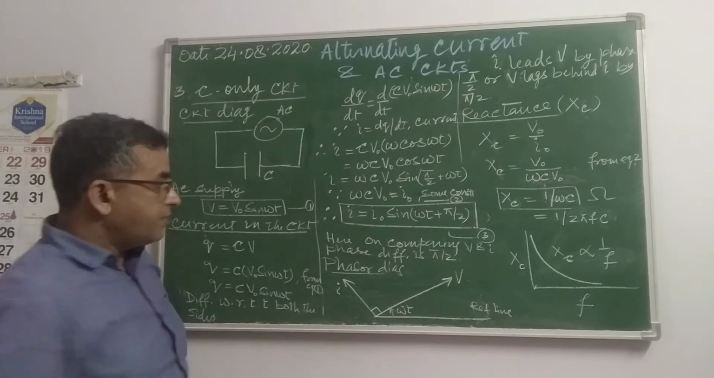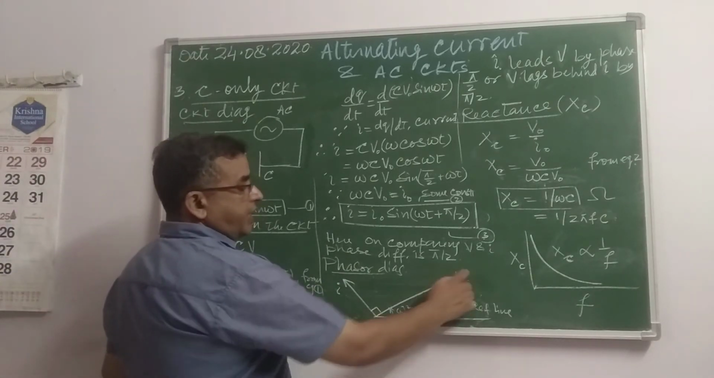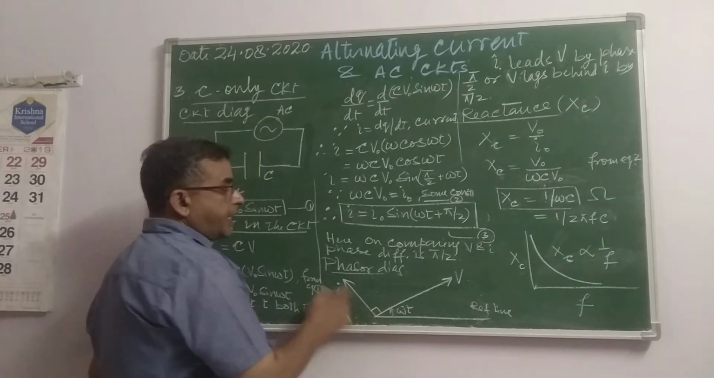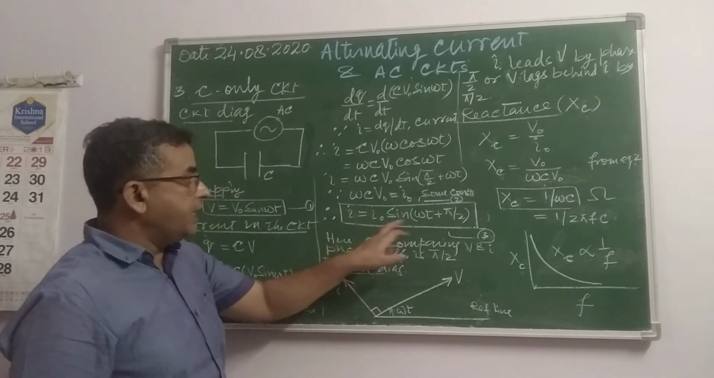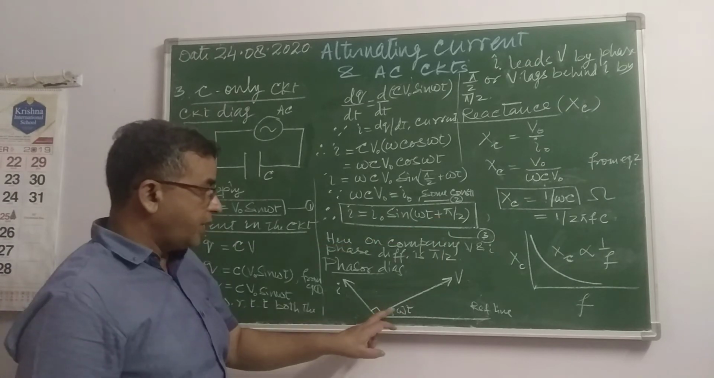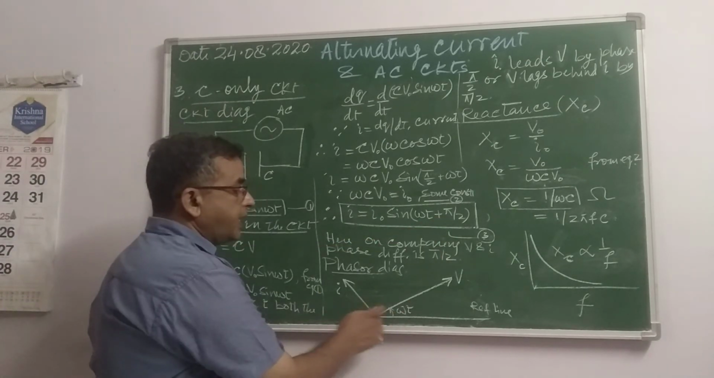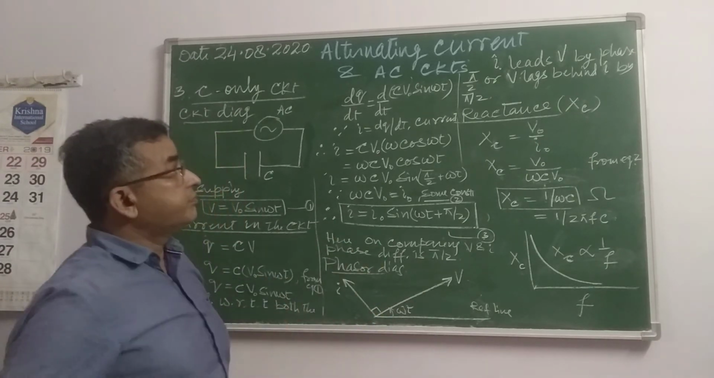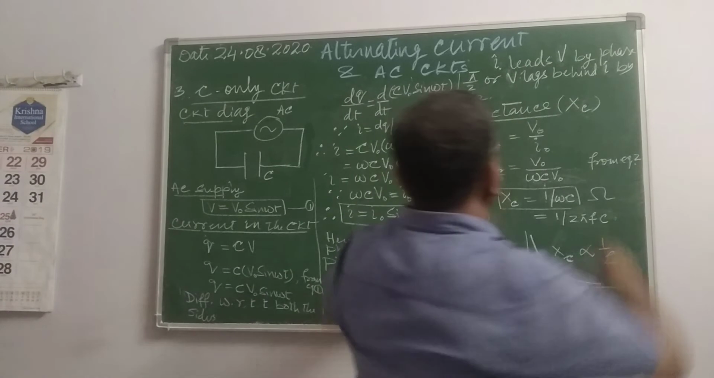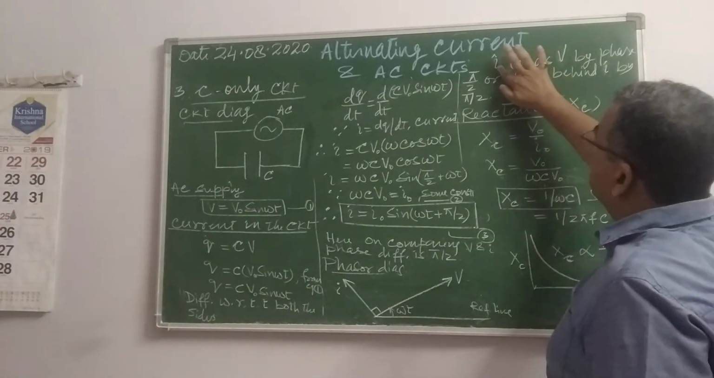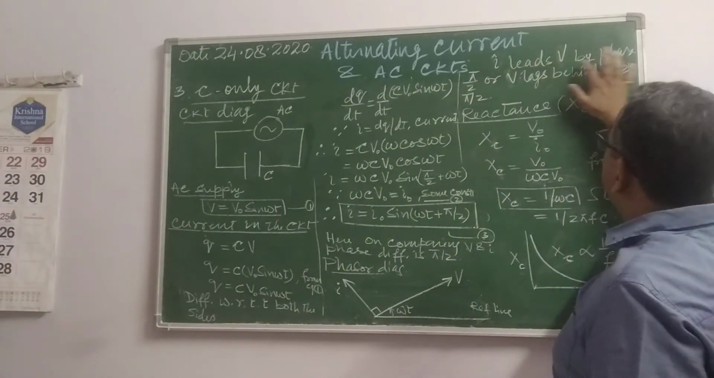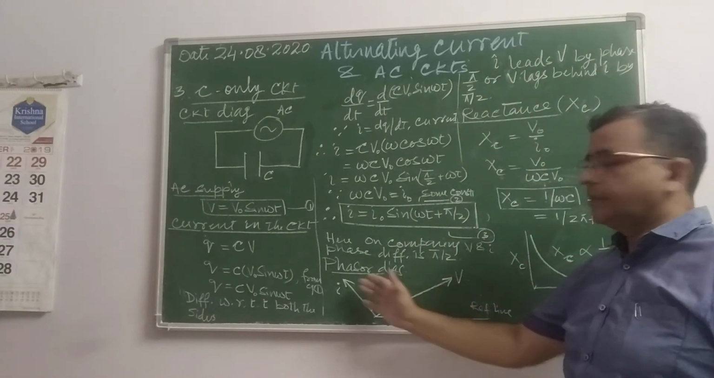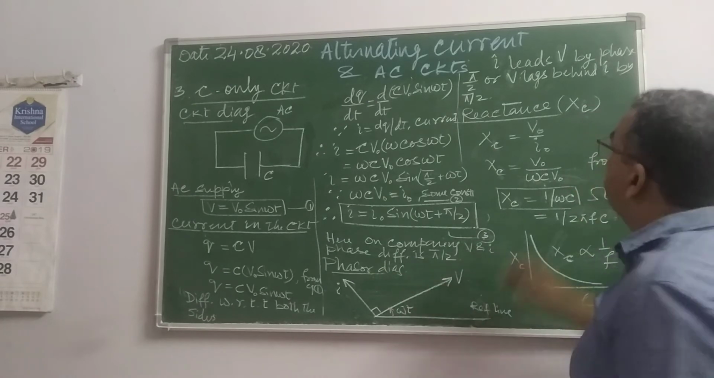In the phasor diagram, this is the reference line, this is voltage V equal to V0 sin omega t, and this is current I. So current I leads the voltage by phase pi by 2. This is the phasor diagram. So we can say I leads V by phase pi by 2, or we can say V is lagging behind the current I by phase pi by 2.